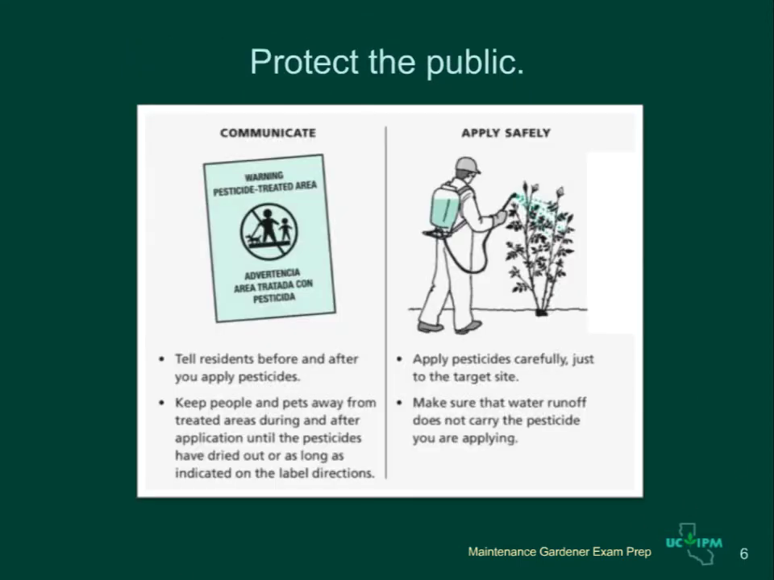It is your responsibility to protect the public from exposure to the pesticides you apply, both during and after the application. Notify residents before you apply a pesticide and keep people and pets out of the treated area until the spray dries or other entry restrictions have passed. You must also apply pesticides carefully, making sure they're not carried off the treatment site by drifting in air or washing away with rainwater or later irrigations.